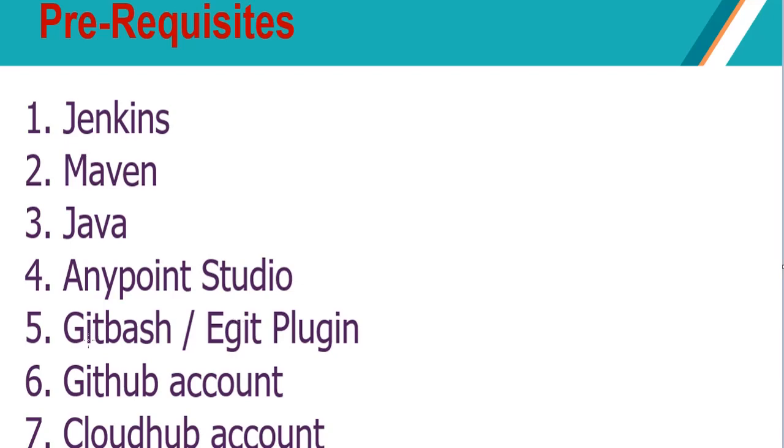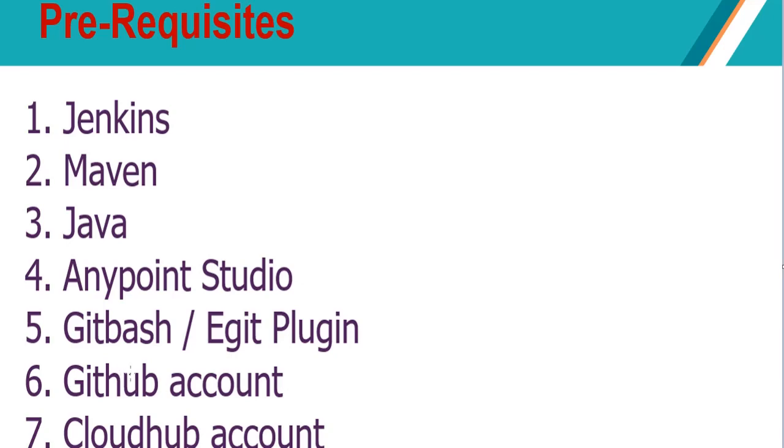So this Git Bash or EGit plugin is actually used to pull or push the code from the remote repository and commit the code from the local repository. Likewise, to manipulate your local and remote repositories, you need to install this. And this is the GitHub account you need to create, where we are going to store our code like a version control system.